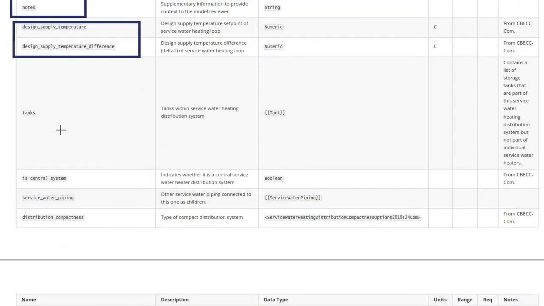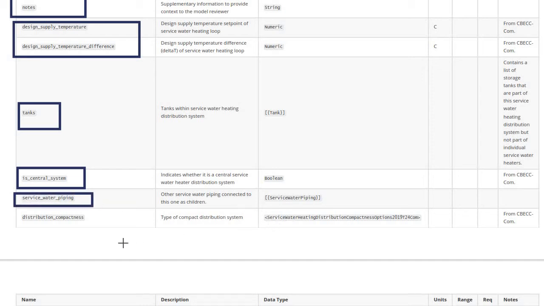Then there's a reference to the tanks that are in the loop, whether or not it's a central system, and that's a Boolean. So this would be as opposed to a distributed system where there might be like under sink heating systems for water. And then there's a reference to the ServiceWaterPiping, which we'll talk about in just a few minutes. There's a parameter called distribution compactness, which is specific to Title 24.